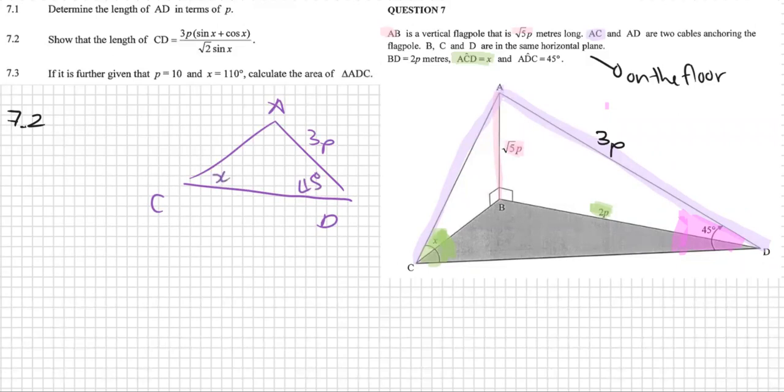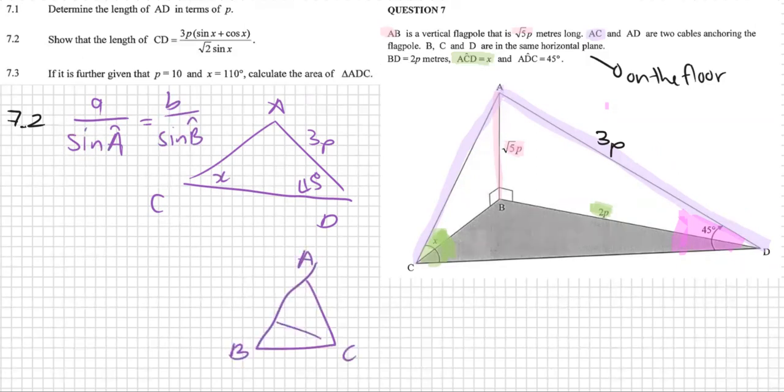So we could use the sine rule, which states that a over sine A is equal to b over sine B, and so on, where we're looking at an ABC triangle like this, and the small letter shows the side length.